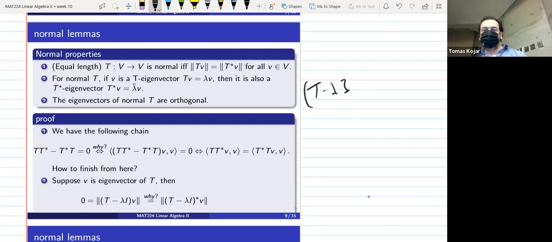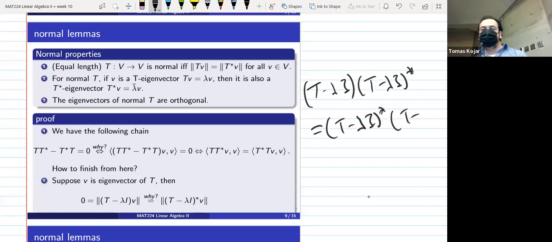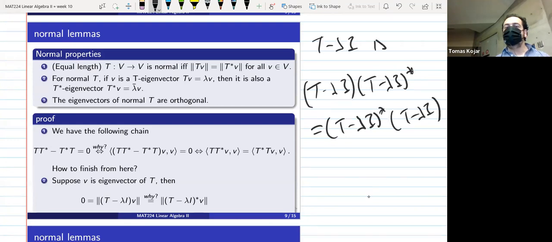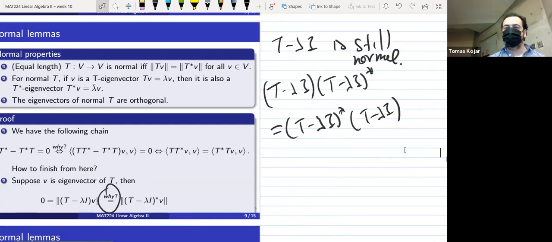So you have to check the following. You have to check that T minus lambda I, T minus lambda I star is equal to the other side. So namely, it's still normal, right? So we proved this part 2 for all normal maps. Now we have to show that T minus lambda I is still normal. If you prove that, you can apply part 2 to get this equality. And this, I hope you can see it from here, but it gives you the lambda bar. So let me prove this one first.